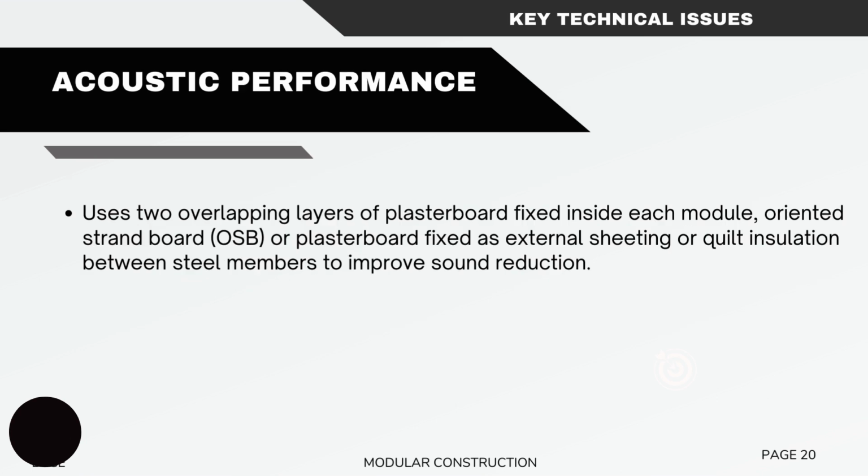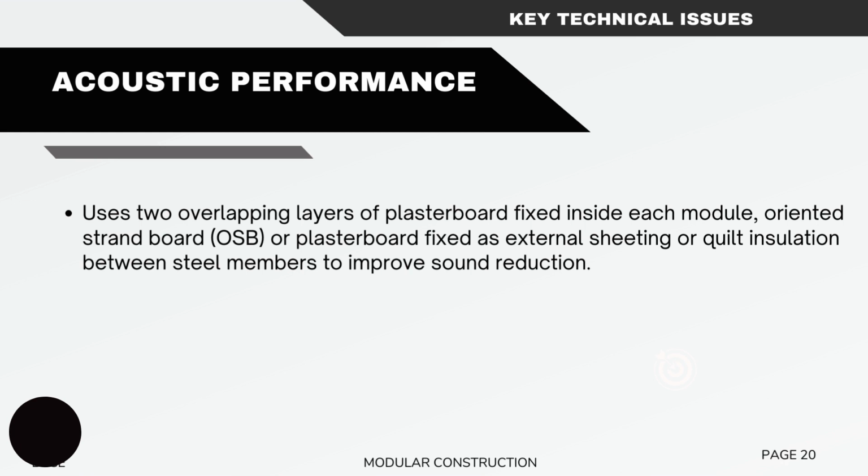So we have the acoustic performance. So use of two overlapping layers of plasterboard is fixed inside the modules. So it provides a high level of acoustic separation because each module has separate floor, ceiling, and wall elements, which prevents direct transfer of sounds along the members.